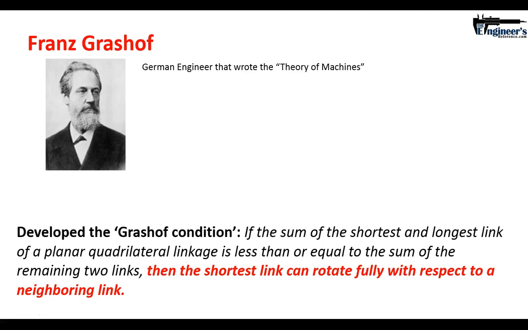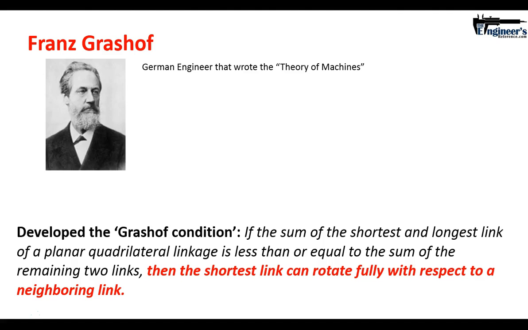If the sum of the shortest and longest link of a planar quadrilateral linkage is less than or equal to the sum of the remaining 2 links, then the shortest link can rotate fully with respect to the neighboring link. Now what does that mean in plain English? What that means in simple terms is that if you've got 4 links, the sum of the shortest link and the longest link is going to be less than or equal to the sum of the remaining 2 links, whatever those 2 links are, and that shortest link will be able to rotate in a complete circle. It'll be able to make a full rotation.